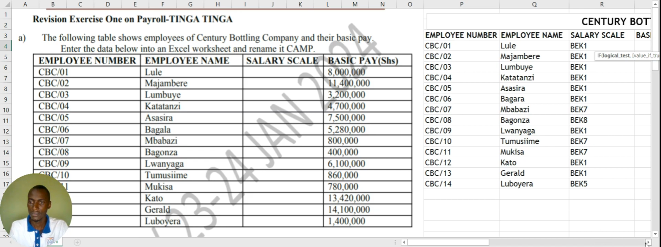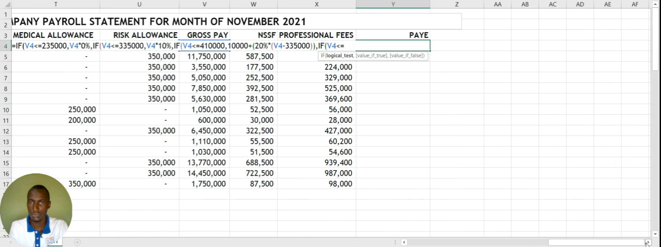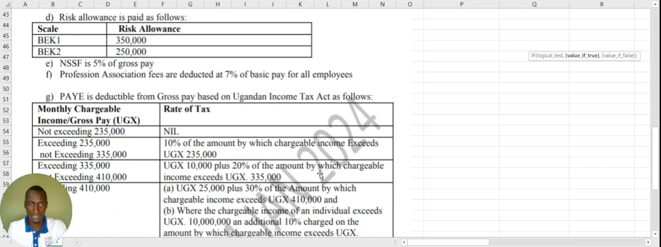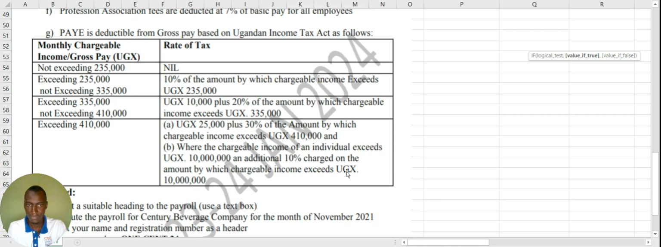So if it is less than or equal to 10 millions, we have been told that we are going to charge 25,000 plus 30% of the amount by which chargeable income exceeds 410,000.